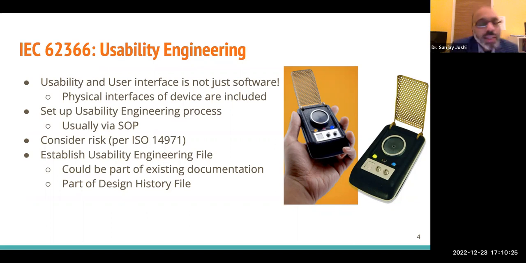The standard says you need to set up a usability engineering process. This is usually done with a standard operating procedure, or SOP. You need to consider risk when you talk about usability, and we covered a little bit of that for ISO 14971. And again, you document the evidence that you did what you said, and that's with the usability engineering file. This is usually not a separate file. This is part of your design history file. And actually, you can leverage your existing documentation for this. You just need to write what is where. Typically, you do it in the usability report.